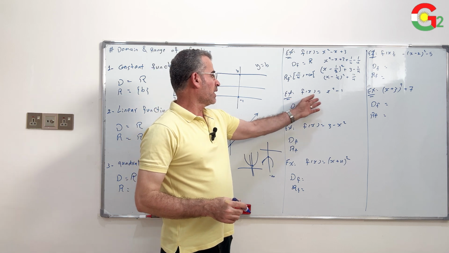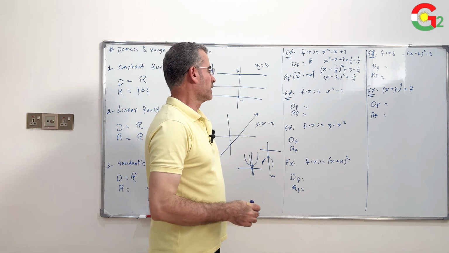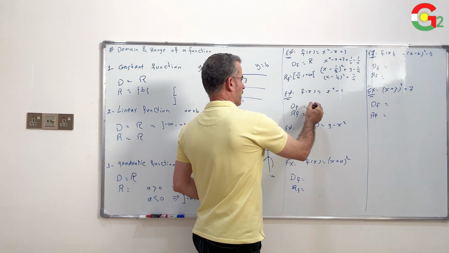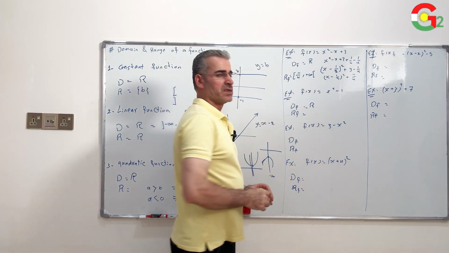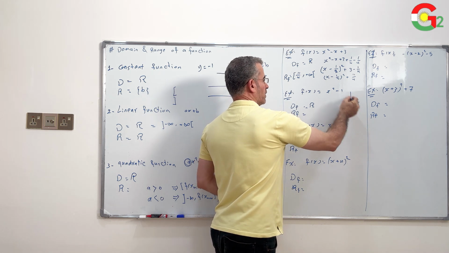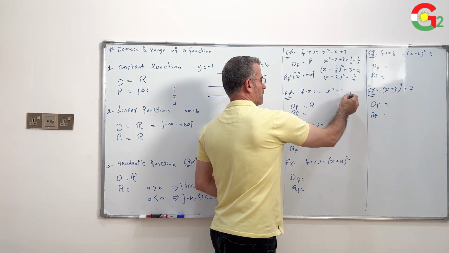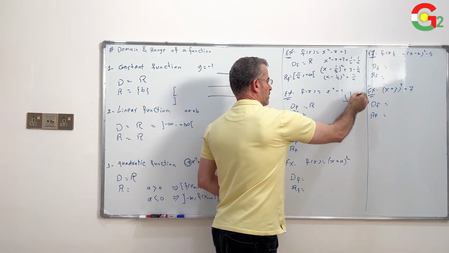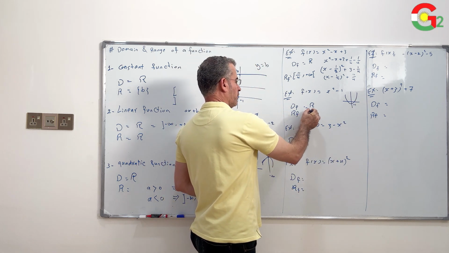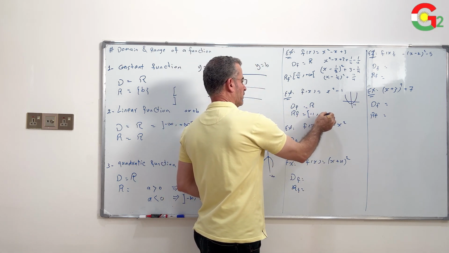Find the domain and range of this function, x squared minus 1 equals 0. The domain is R, and the range is, as you know, this function's graph is like this. Then the range is from negative 1 to positive infinity.